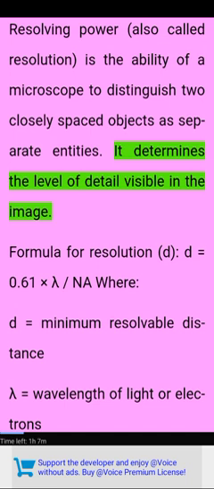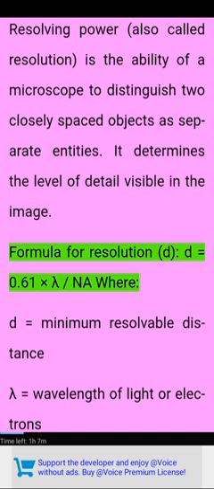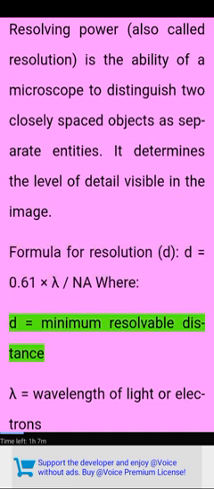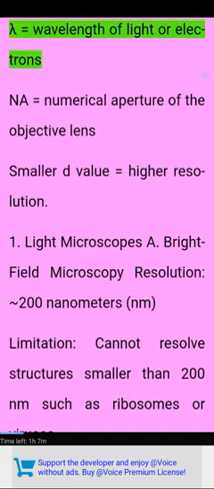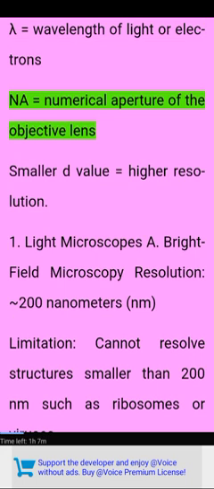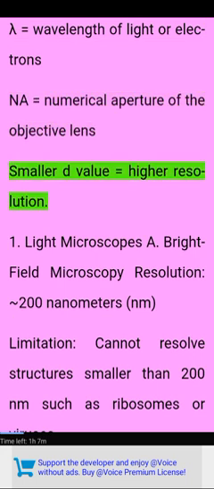It determines the level of detail visible in the image. Formula for resolution: D equals 0.61 times lambda over NA, where D equals the minimum resolvable distance, lambda equals the wavelength of light or electrons, and NA equals the numerical aperture of the objective lens. A smaller D value equals higher resolution.